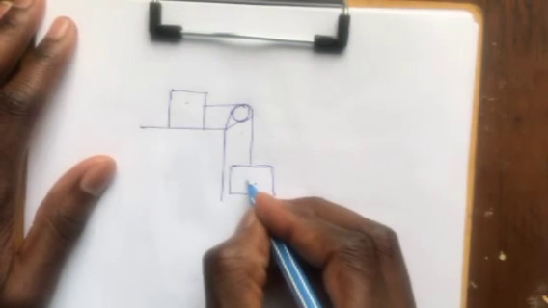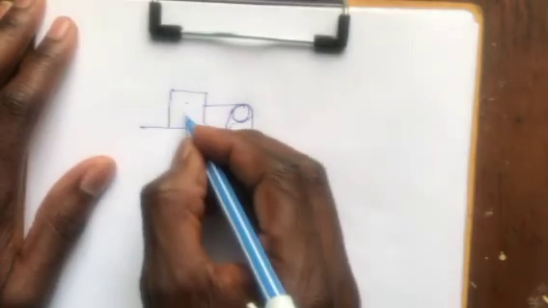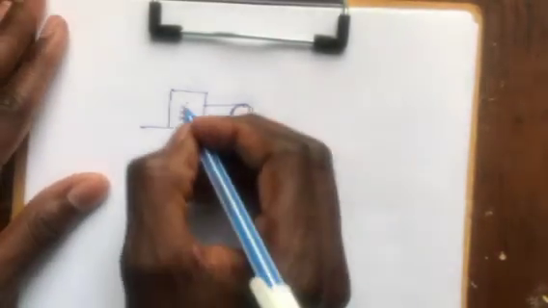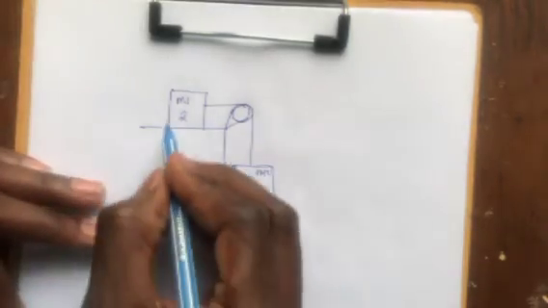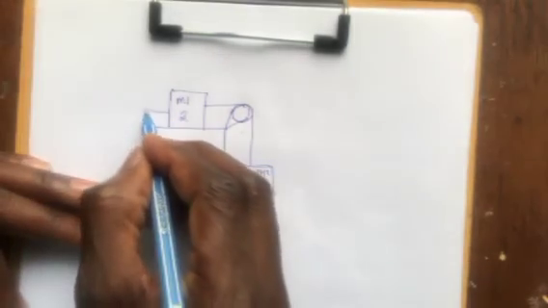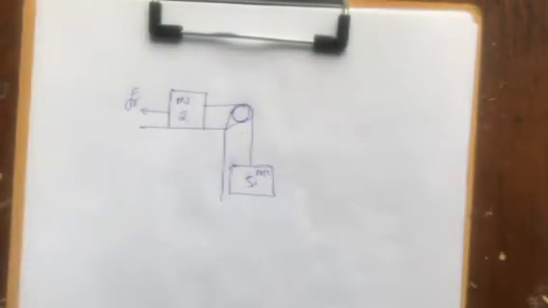But in this case, I'll take this one to be maybe 5 kg again. Then this one is going to be 2 kgs. So this will be my M1, M2. If friction force is there, it must point in that given direction. You say friction force. If it is not there, then you forget about it.